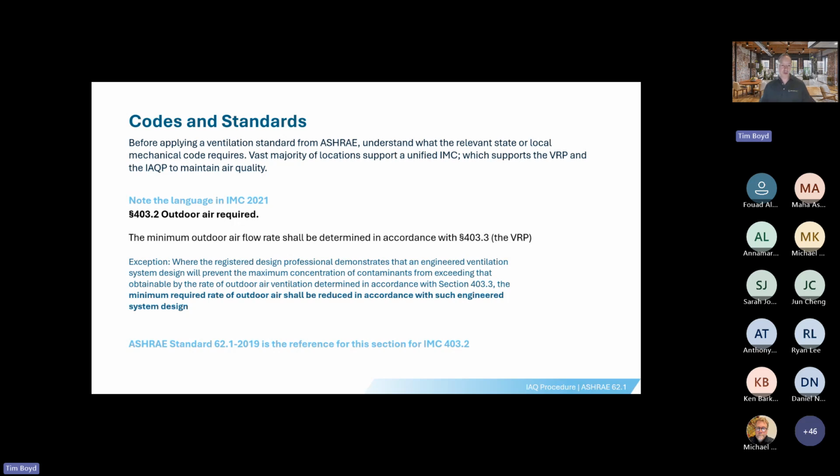But effectively, when you look at your local code, it tells you the outdoor air required: the minimum outdoor air flow rate shall be determined in accordance with, and that 403.3 in this case is the VRP. But there's always an exception. The exception states that where the registered design professional demonstrates that an engineered ventilation system design will prevent the maximum concentration of contaminants from exceeding that obtainable by the rate of outdoor air ventilation determined in accordance with the VRP, the minimum required rate of outdoor air shall be reduced in accordance with the engineered system design.